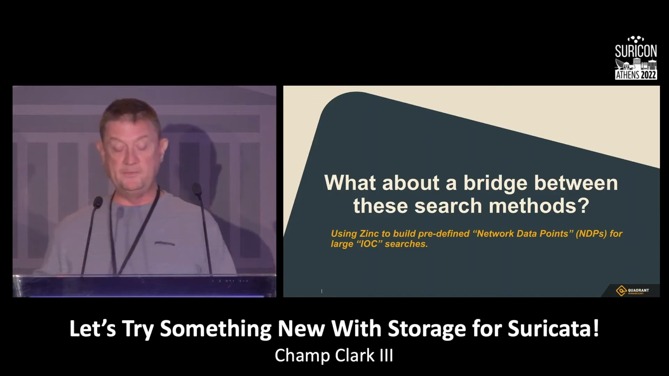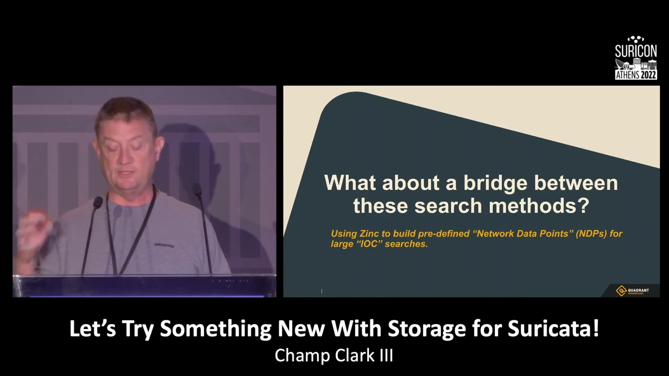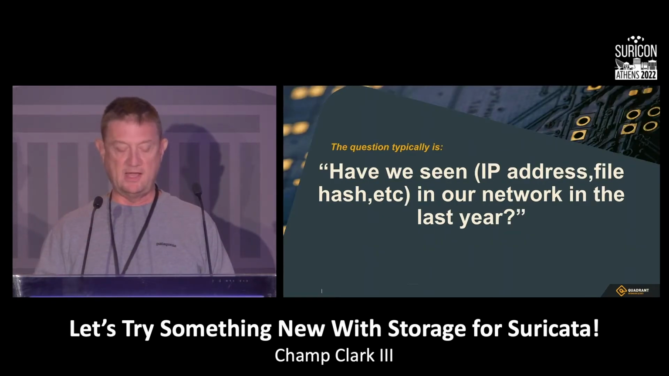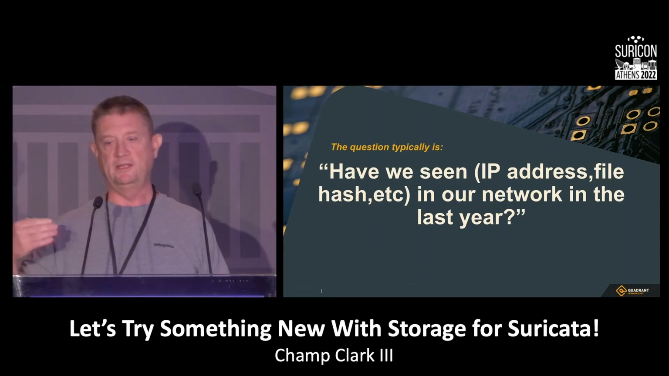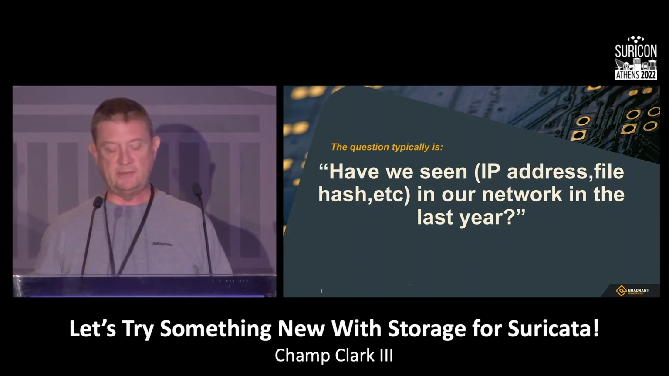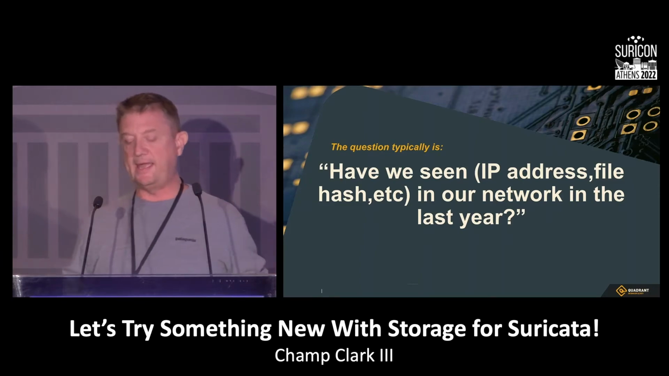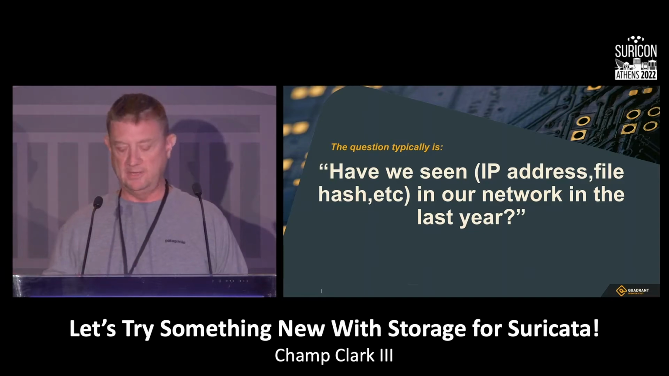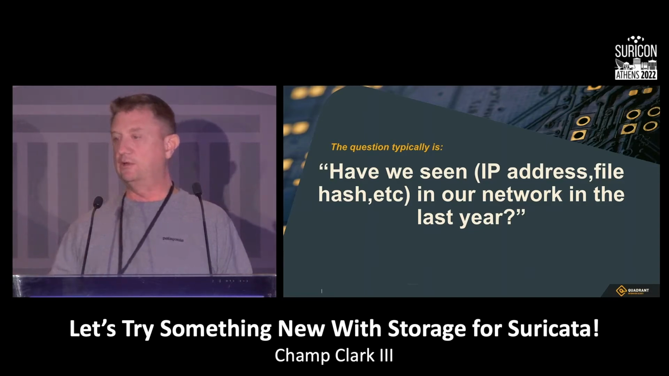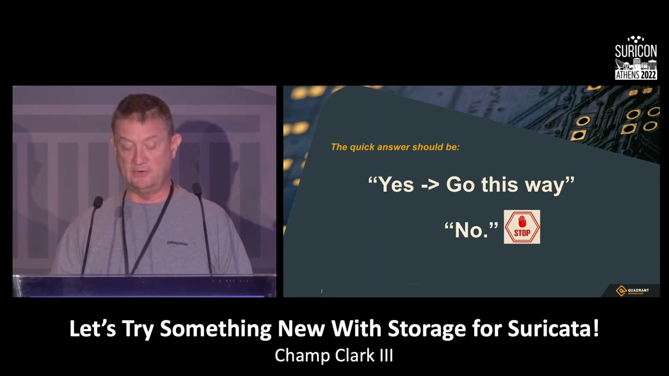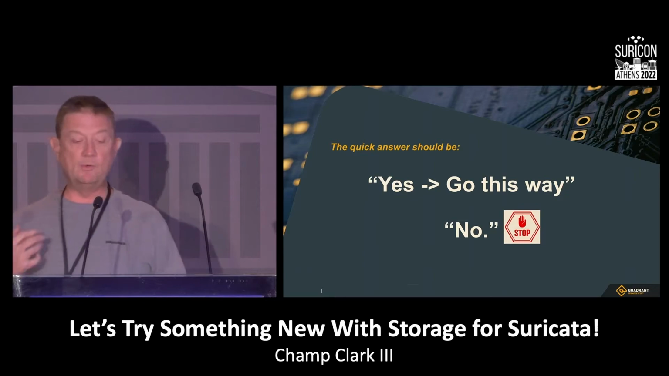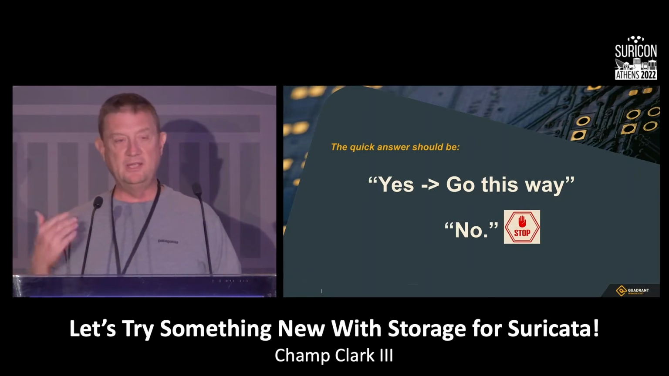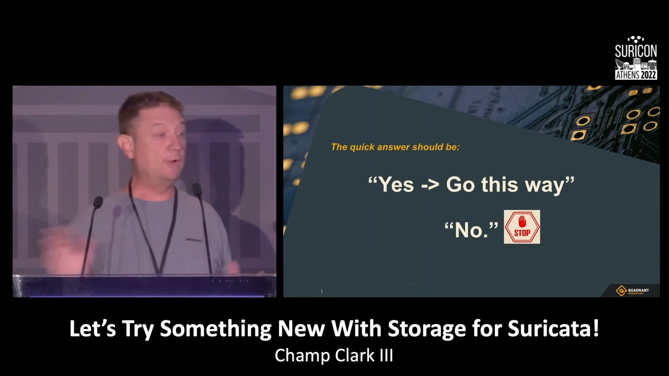So using Zinc to build predefined network data points for really large IOC searches. You can kind of think of it as a system where you're just recording single pieces of information about particular pieces of data, which I'll get more into. So the question comes up, the customer calls. They say, hey, have we ever seen this IP address or hash or whatever it is in the last year in our network? And in a lot of cases, you're having to grep through a lot of data because they don't have the resources. What we're really trying to get to is a yes or no question. Yes, we have seen this, or no, we haven't, full stop, right?